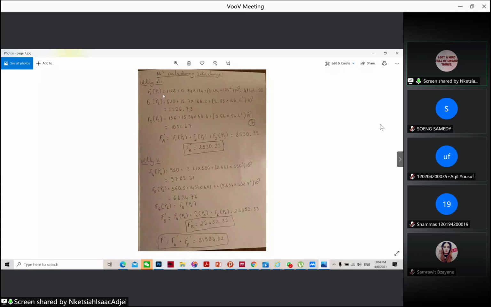Under utility 1 and 2, all these values are for utility A under the prime. When we consider F1, F2, and F3, by this calculation we get 4,142.33, 3,336.73, and 1,051.87. Summing these three together gives us a total of 8,530.93. Then we do the same for utility B.